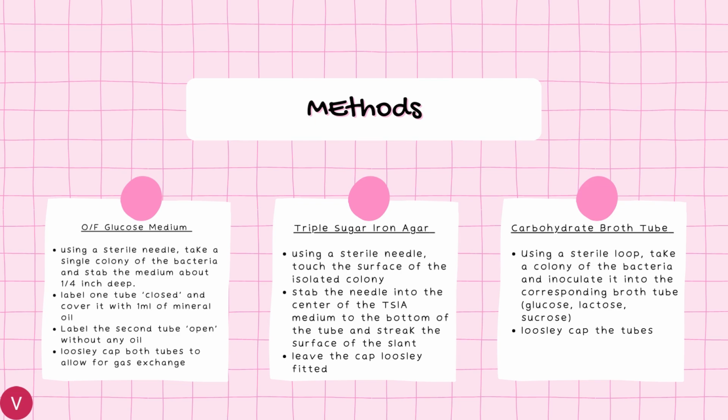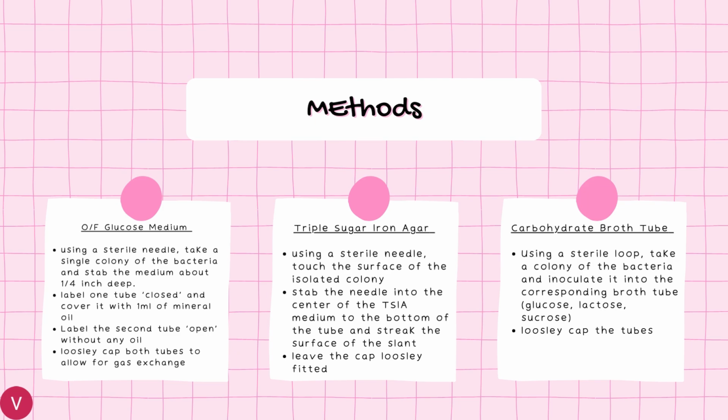For the triple sugar iron agar, we used a sterile needle. We touched the surface of the isolated colony and we stabbed the needle into the center of the TSIA medium, to the bottom of the tube, and we streaked the surface of the slant coming back up. Again, we left the cap loosely fitted.